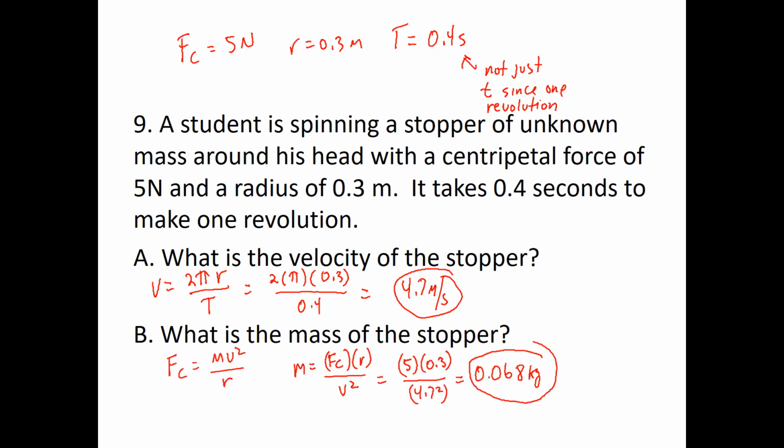After you do that, then you're trying to solve for the mass of the stopper. Once again, a little bit of algebra. Mass is on top. So what I can do is I can go ahead and multiply out the radius. When I multiply out the radius, now I have velocity squared here that I don't want. Divide out the velocity squared. Once I divide out the velocity squared, I'm left with mass. Mass equals Fc times r over v squared. And you should get 0.068.